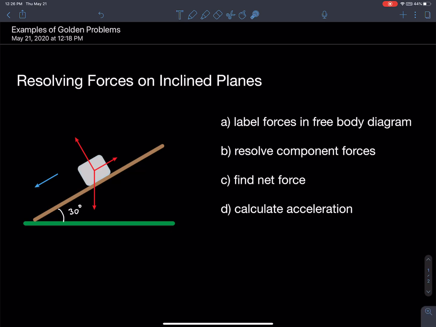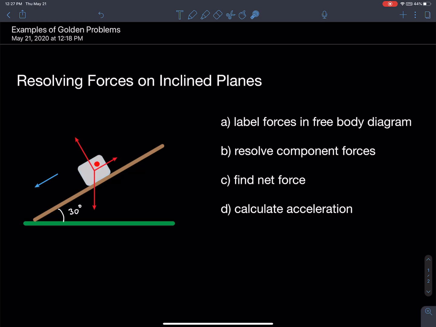All right, so one of the largest concepts, or one of the most challenging ones that kids have when we're learning mechanics, is how to resolve forces on inclined planes, if you remember. Okay, so here's an inclined plane. Here's the angle of elevation. This would be 30 degrees. I'm using 30 degrees because it makes some of the calculations easier, okay?